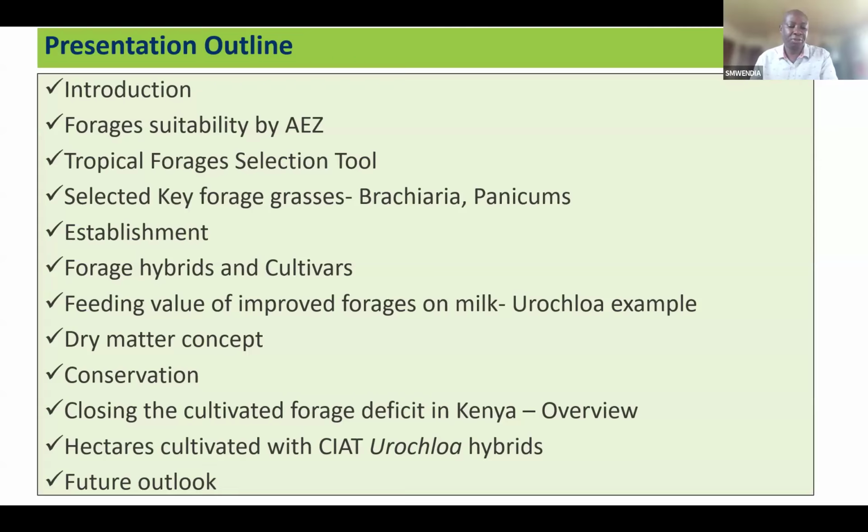a big gap in terms of forage deficit, including what is cultivated and all the crop residues; the animals still don't get enough. And also we shall be having a snapshot on how these Urochloa have extended in Kenya and beyond, looking at the global span, and have some future outlook in terms of what we think is likely to happen and where the efforts should be going to.